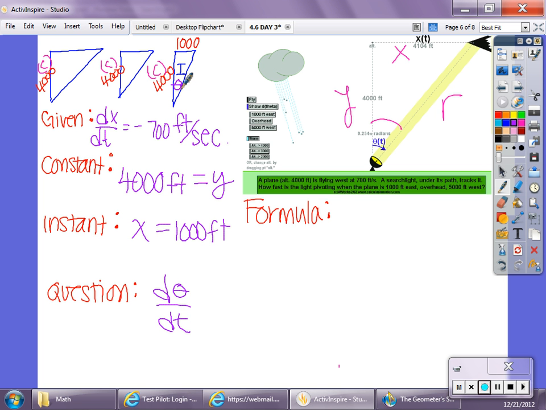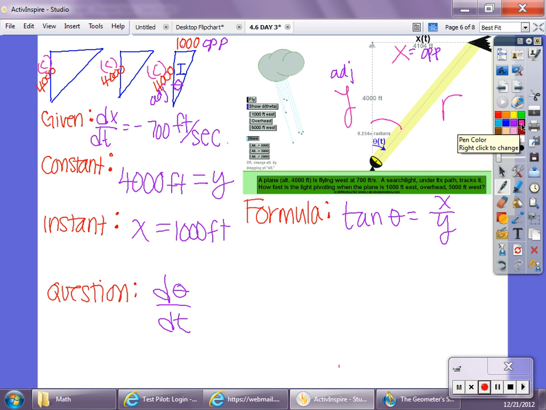So SOHCAHTOA says this one's the opposite. This one is the adjacent. So which trig formula would that be from SOHCAHTOA? This one's the opposite, and this one is the adjacent, so I must be using tangent. Opposite over adjacent.